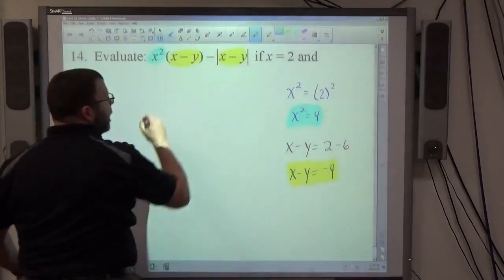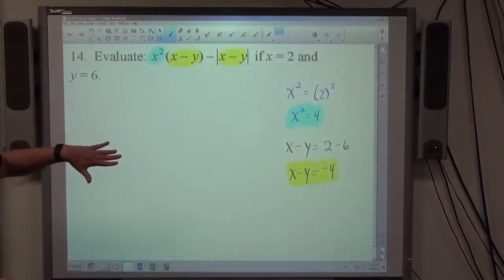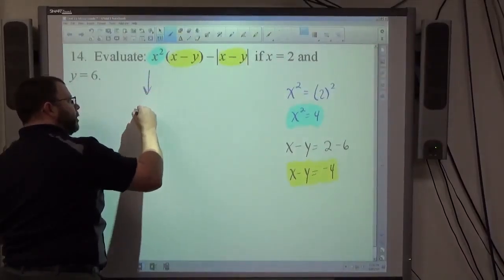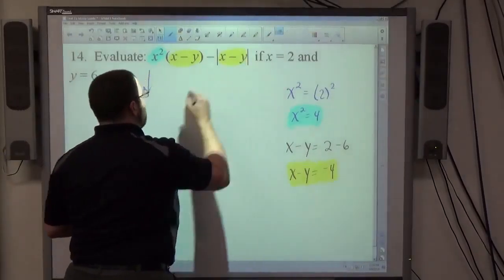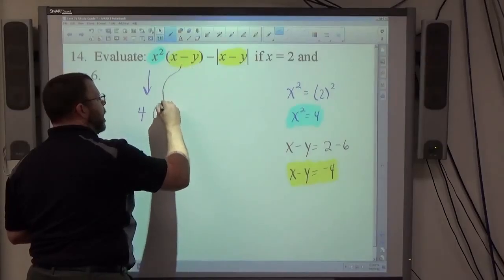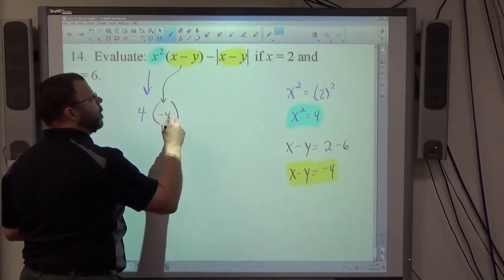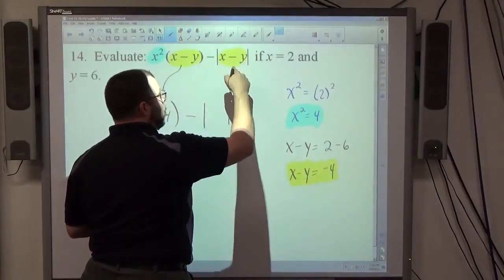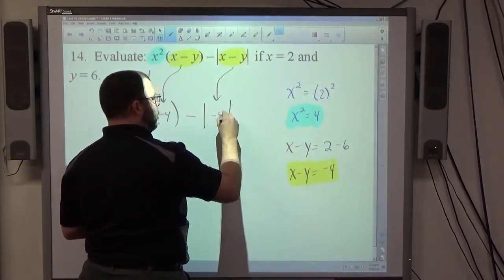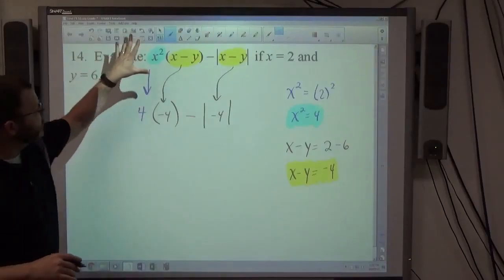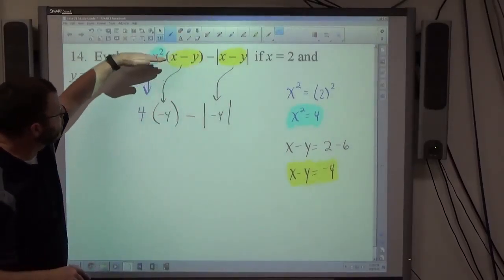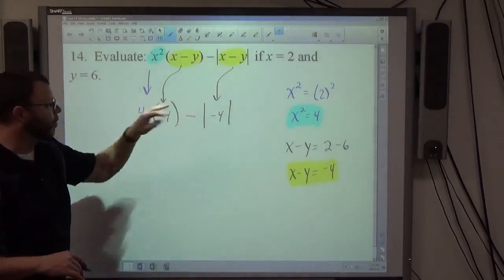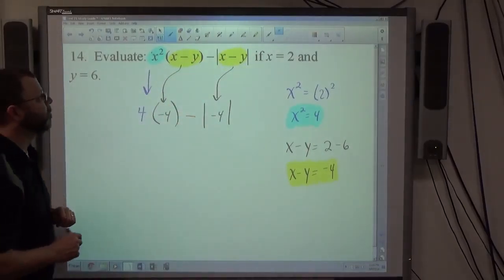So with those two facts in my possession, this is x squared, which is 4, being multiplied by x minus y, which equals negative 4, which is being subtracted by the absolute value of x minus y, which equals negative 4. So I take this complicated looking algebraic expression, replace one object, one object, one object, and I got this really simple numerical expression to deal with.